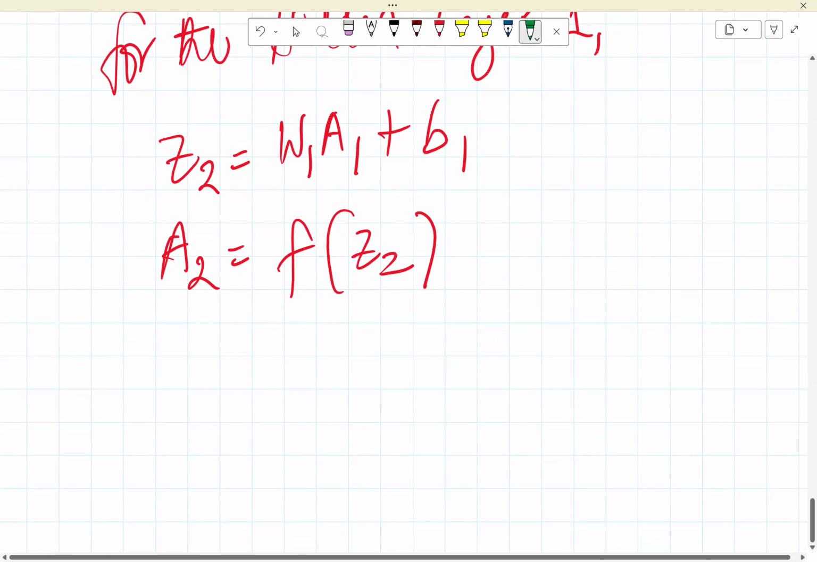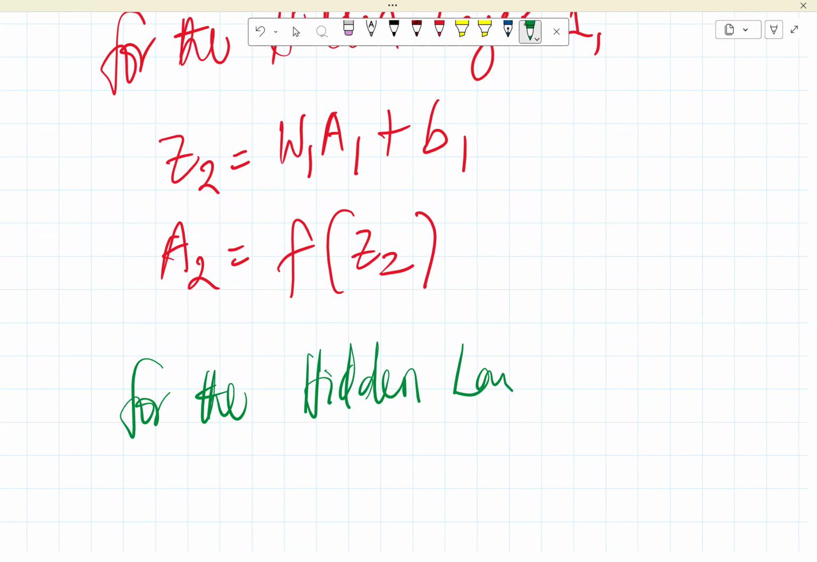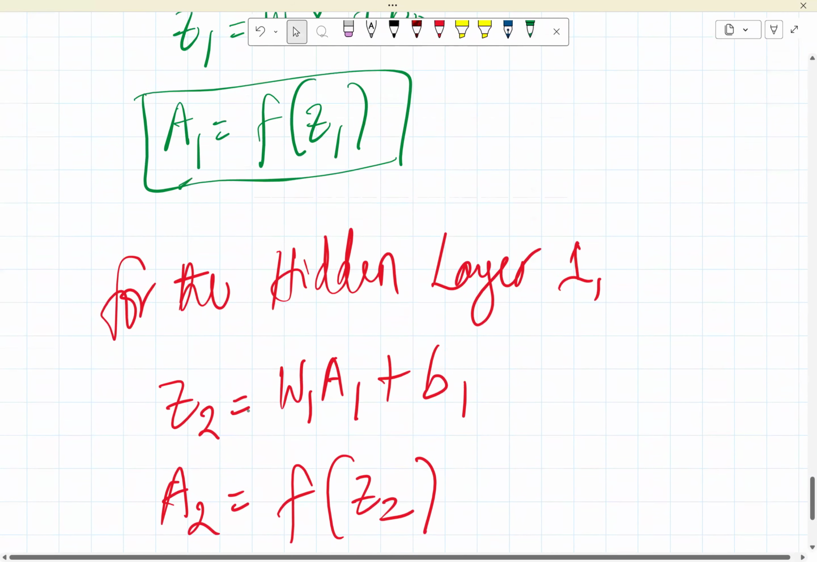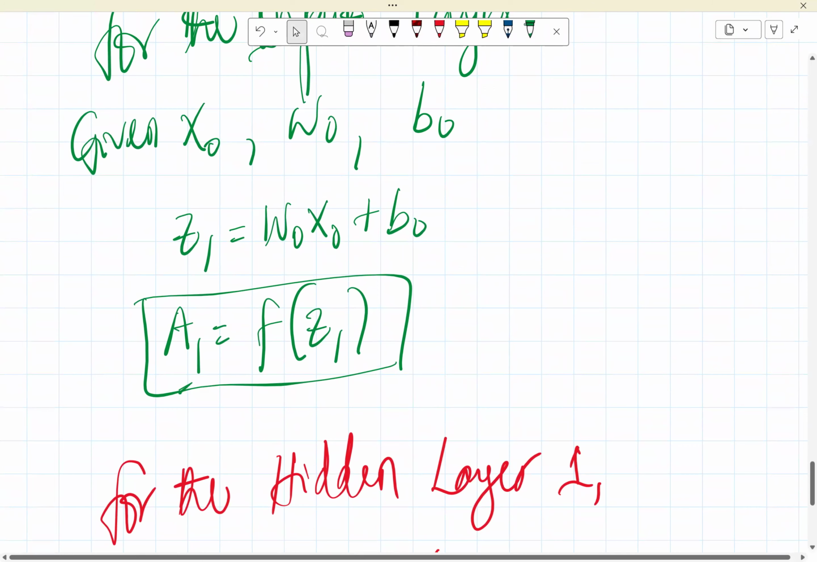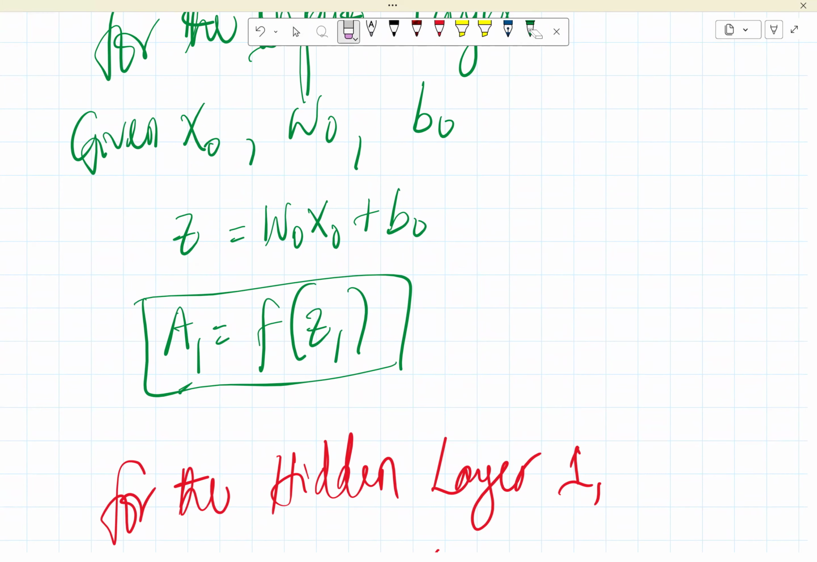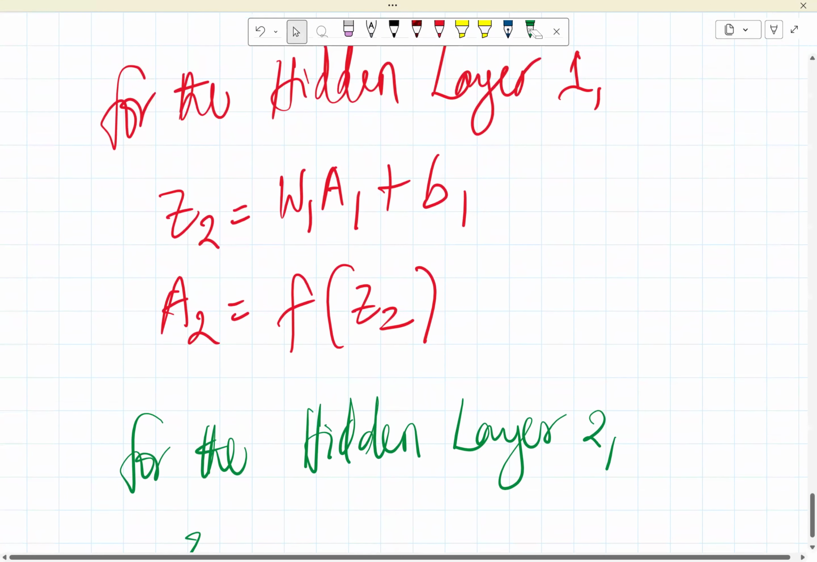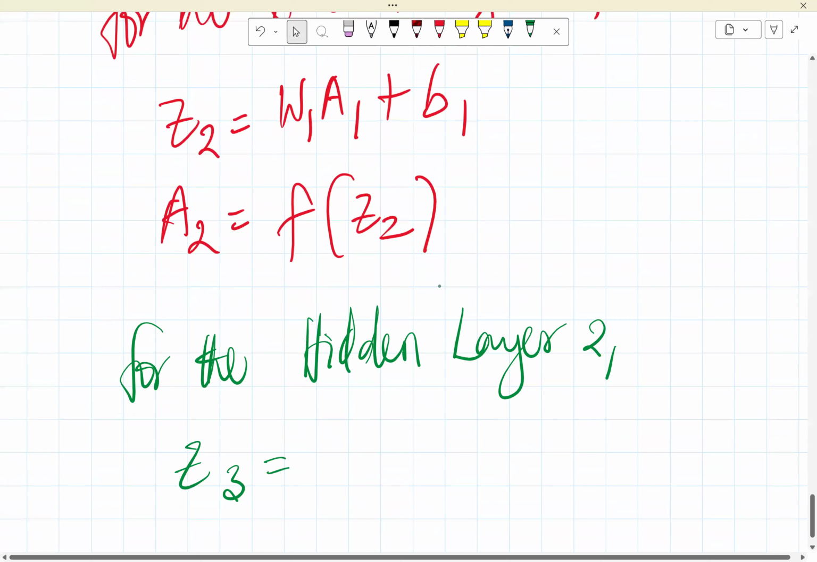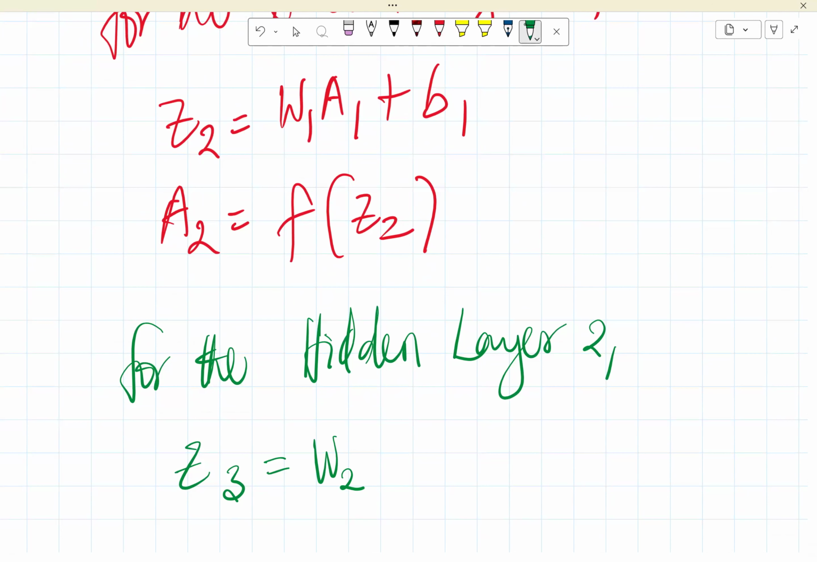Then we move on to hidden layer two. What do we get? We then have Z3. Should I have called the first one Z naught? It's all just a matter of notation, so no worries. Let's just leave it the way it was. For hidden layer two, we have Z3 equals a new set of weights. Through backward propagation, we get a new set of weights, right? Multiplied by A2 plus another bias B2.